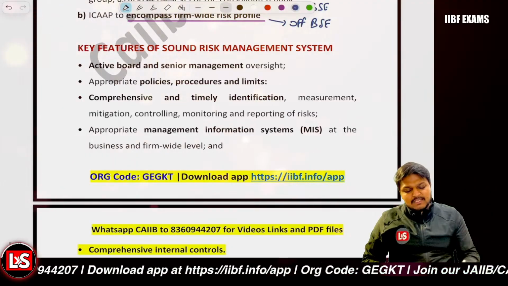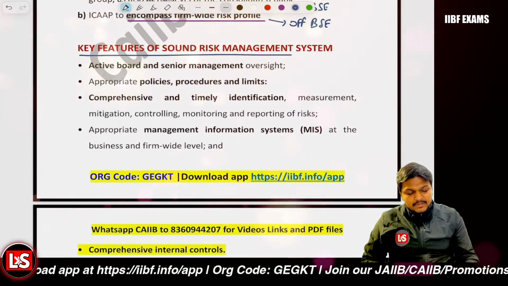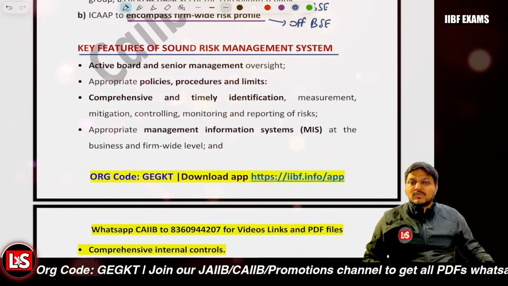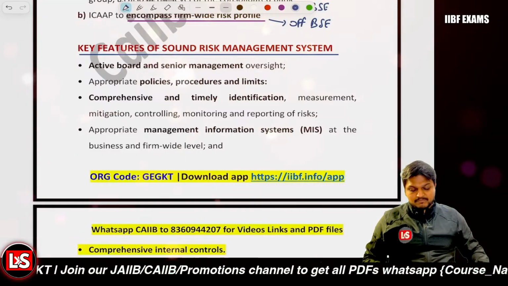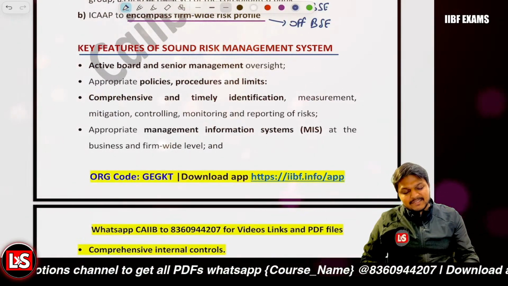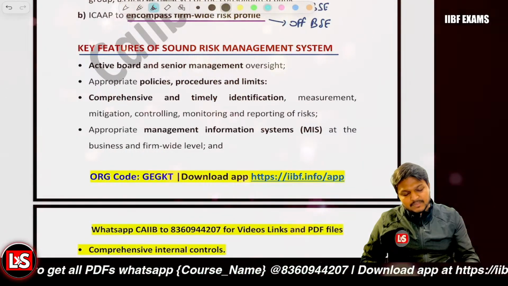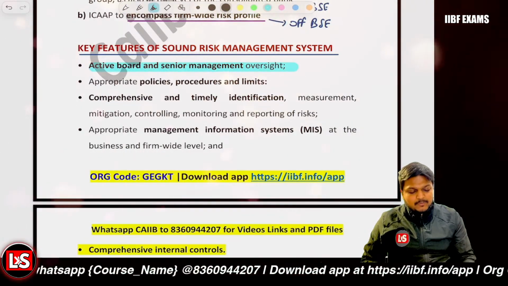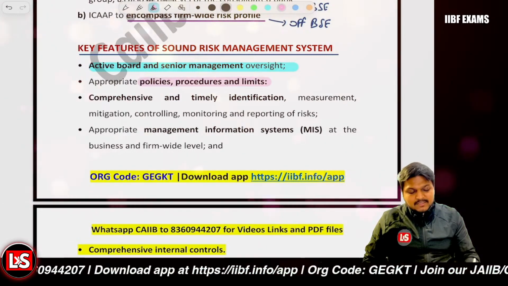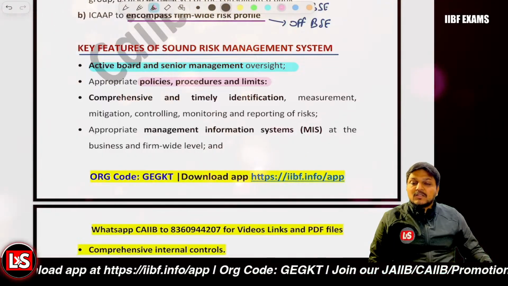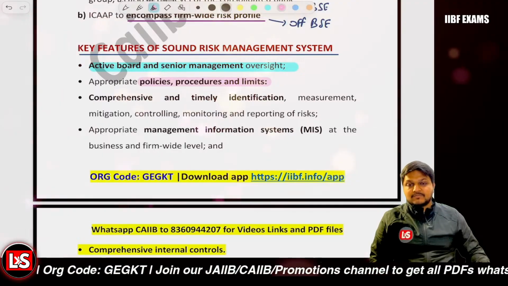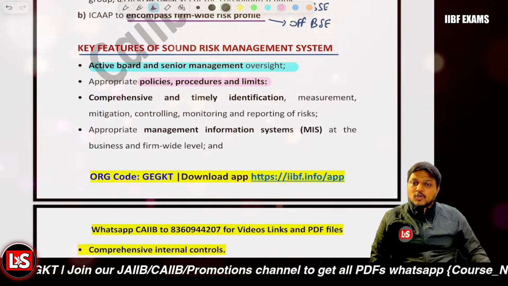After that, it's about the key features of a sound risk management system. So if you're having a risk management system and you want it to be sound enough, what are the features of the same? First thing, it's about the active oversight by the board and the senior management. There should be active oversight by the board and the senior management. And definitely the policies, procedures, and limits must be there. The limits, the policies, the procedures should be clearly defined and documented.